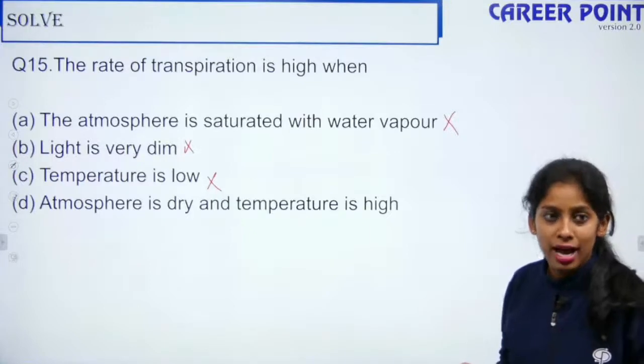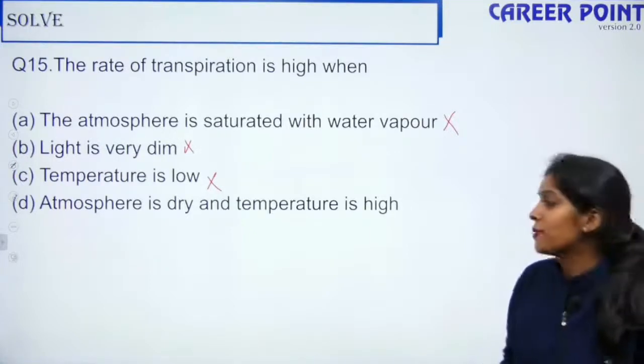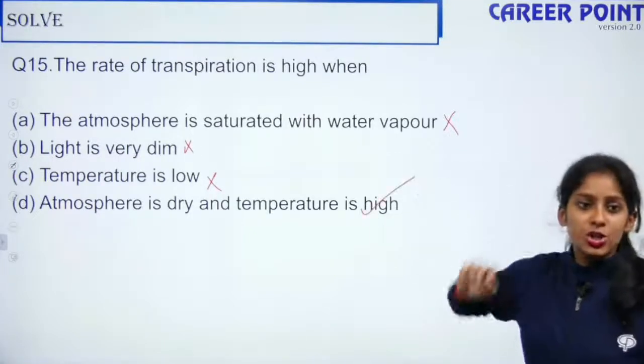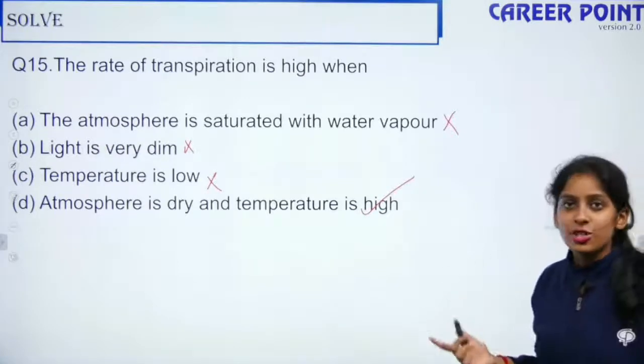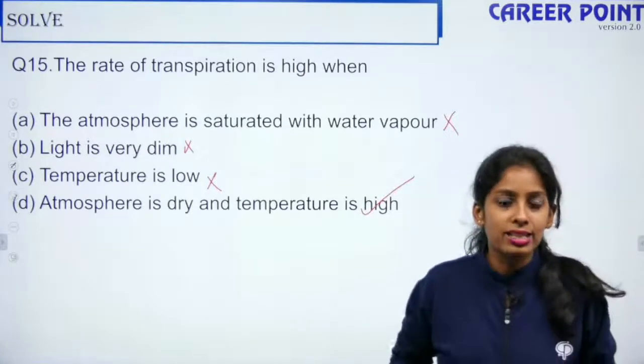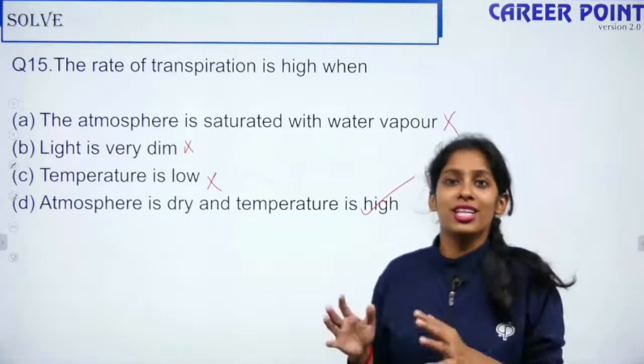So is the case with your plant. So then the transpiration also happens at its maximum. So this would be the right answer. So look, for questions of this type where you do not know the exact answer, you can use logic and eliminate the options.